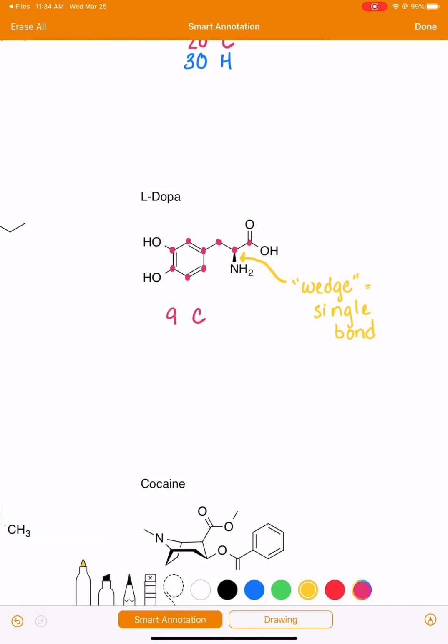Let's find our hydrogens. Don't forget these guys. We have 1, 2, no hydrogens on this carbon or this carbon. 3, 4, 5, none here. 6, 7, 8, 9, 10, 11. 11 hydrogens, if I counted that correctly.